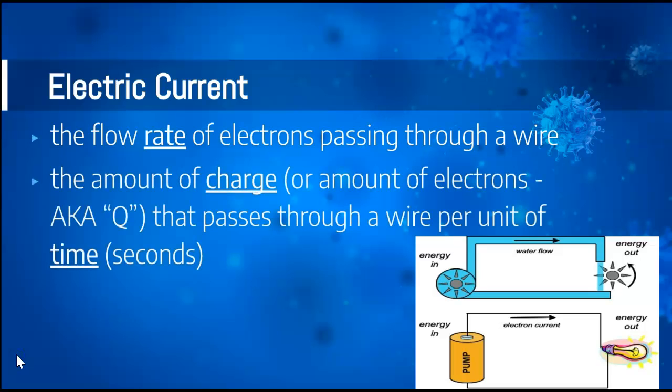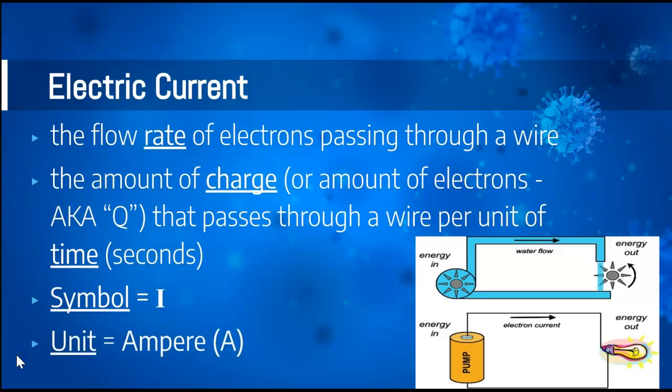Now, the amount of charge, or the number of electrons, which is also known as Q, that pass through a wire per unit of time in seconds. Now, the symbol for current is I. Now, I know that may seem a bit confusing. Unfortunately, that is what it is, so you're going to have to just get used to it. The units for measuring current are what are called amperes, and the symbol for that is A. So electric current, the symbol is I, and it is measured in amperes.